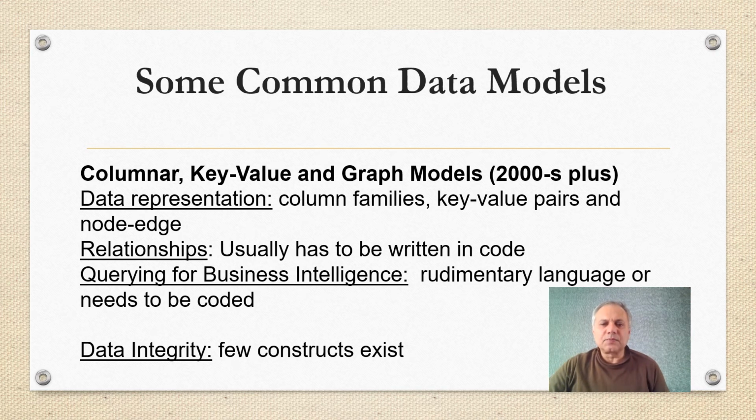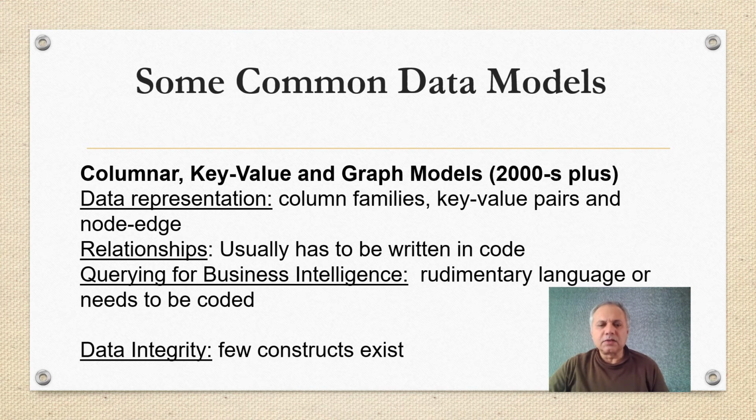The relationships between data that you want to show usually have to be written in code. In some cases, of course, you can have key values that may be used, but in general, the relationships are managed in code. Querying for business intelligence, again, there's no real language that exists for these systems to draw or to come up with queries quickly. They have to be coded.